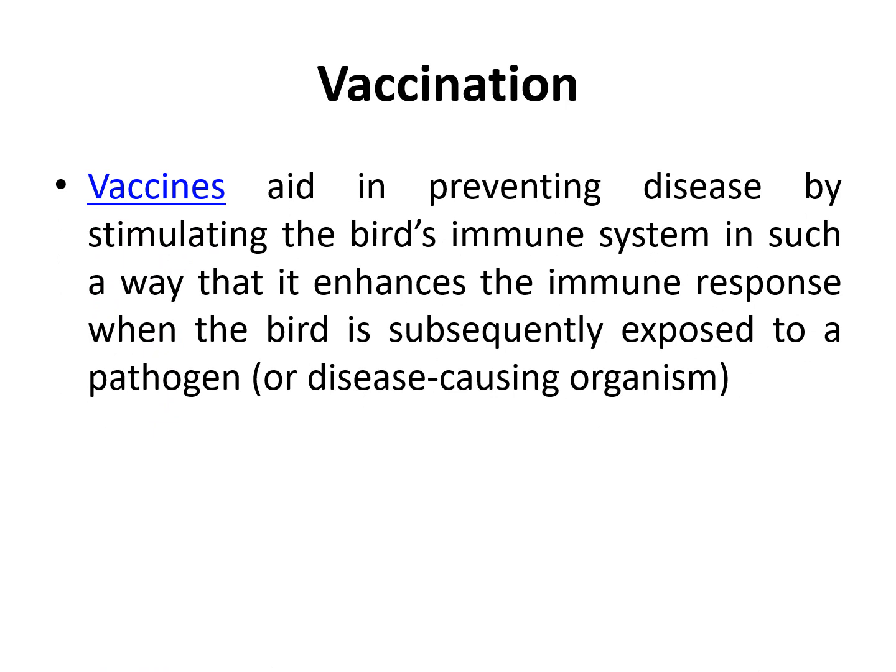Vaccination protects against disease by stimulating the bird's immune system in such a way that it enhances the immune response when the bird is subsequently exposed to a pathogen or disease-causing organism. We can say vaccination is the immune booster. So whenever a pathogen attacks the body of the animal, the body already has the antibody against that pathogen. That antibody was produced by vaccination, so the antibody present in the body will fight against that pathogen or antigen.